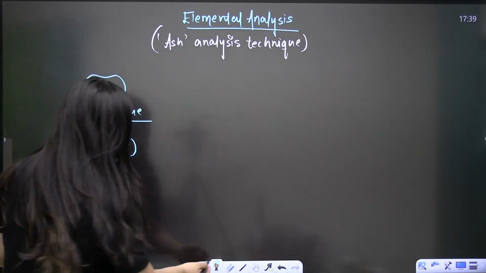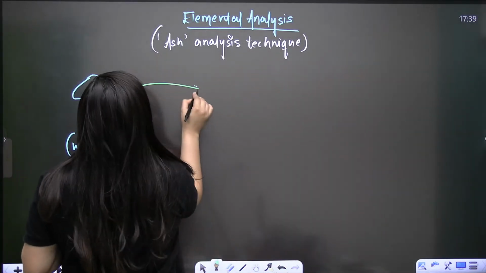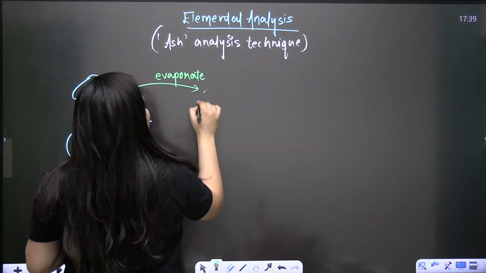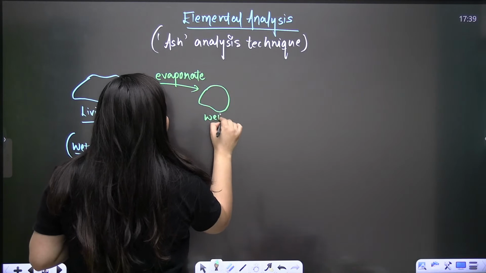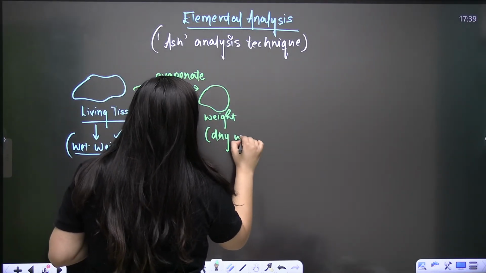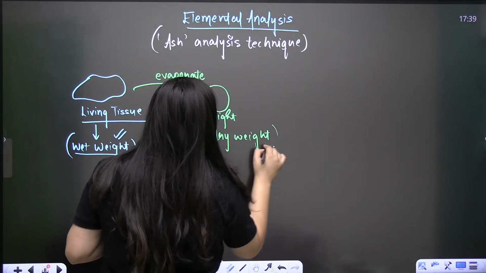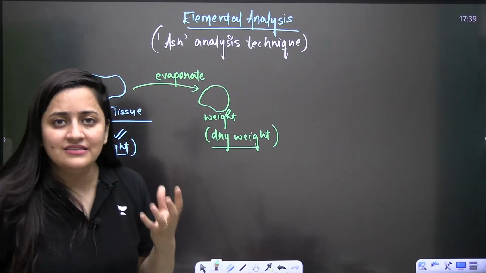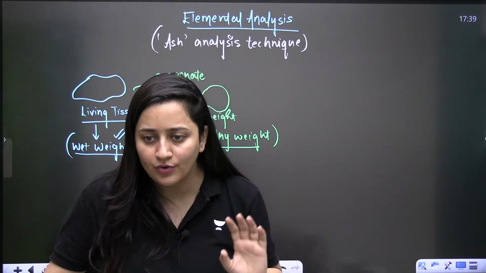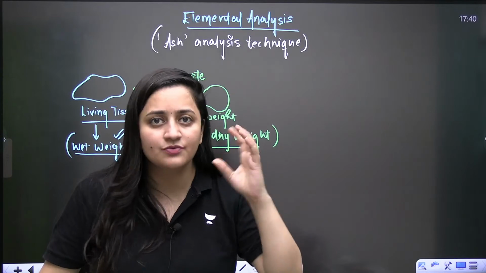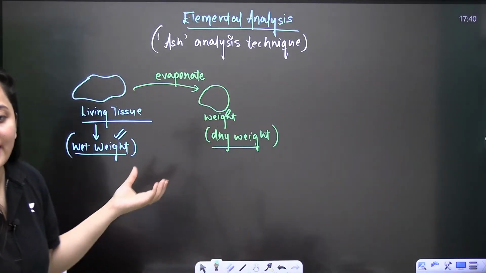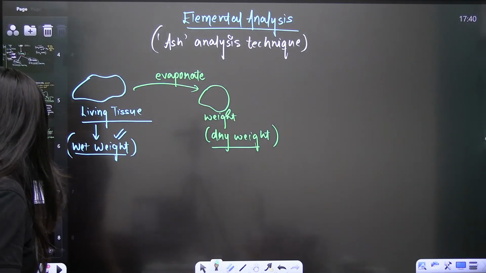Water is present, and then after some time you are going to evaporate that water, and when you check the weight, that weight will be your dry weight. Now when you burn this tissue, all the carbon will go out, forming oxides, and you will get the ash. In that ash you can check the inorganic elements.